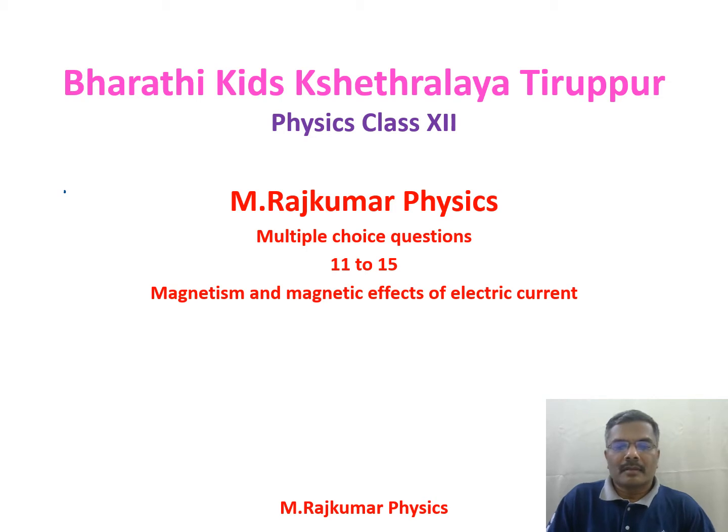Today we are going to see the solutions for the multiple choice questions in your book. That is in unit number 3, magnetism and magnetic effects of electric current, for your class 12th. Now we'll see the solutions for these particular problems 11 to 15. I have already posted the solution for the questions from 7 to 10.